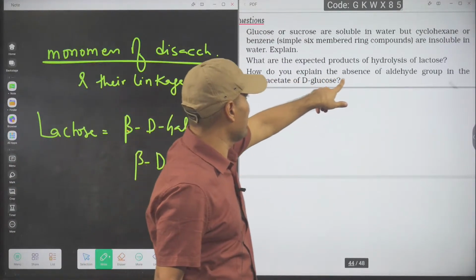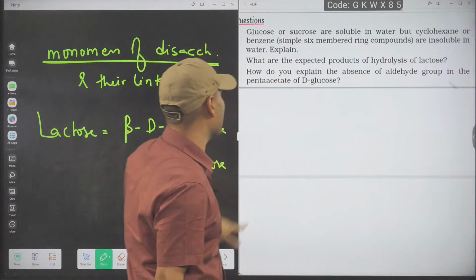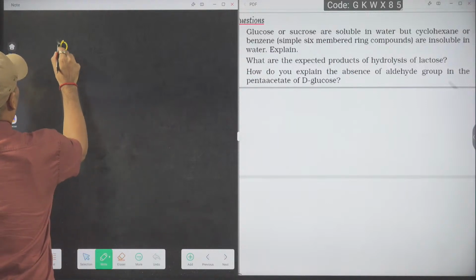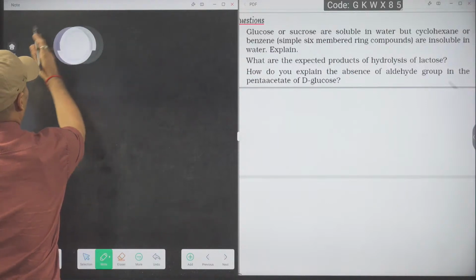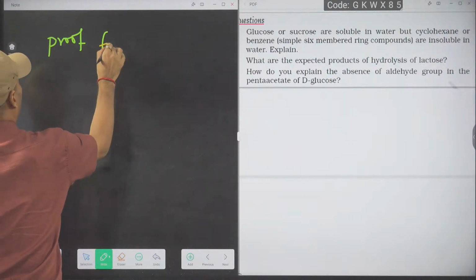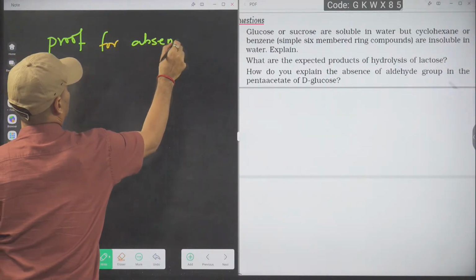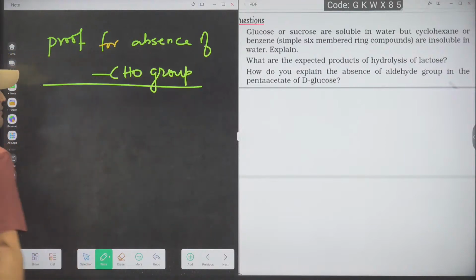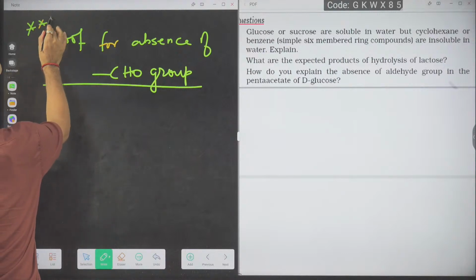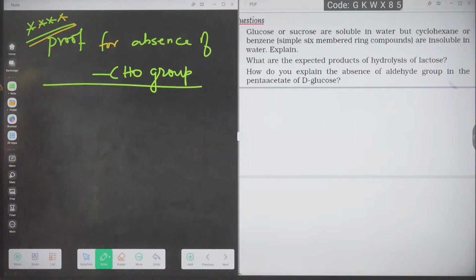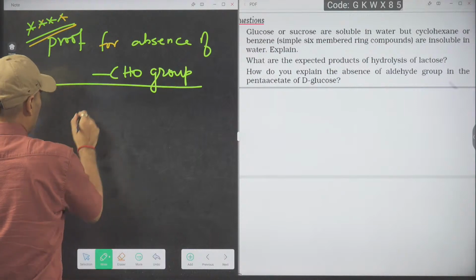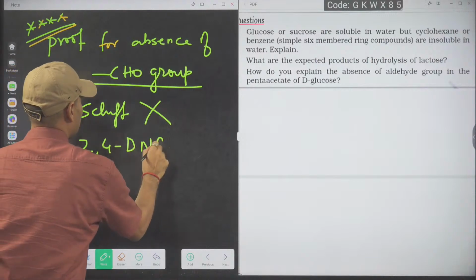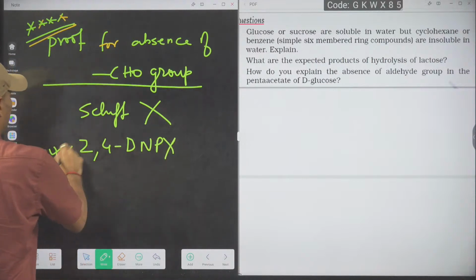This question: how do you explain the absence of aldehydic group in pentaacetate of D-glucose? How are you rejecting the open chain structure? Proof for absence of CHO group. 3 to 4 reactions are given in NCERT. Very, very, very important. They will ask you this only. Which reactions are not given? Tell me. Schiff test is not given. 2,4-DNP is not given in NCERT, but it is very important.